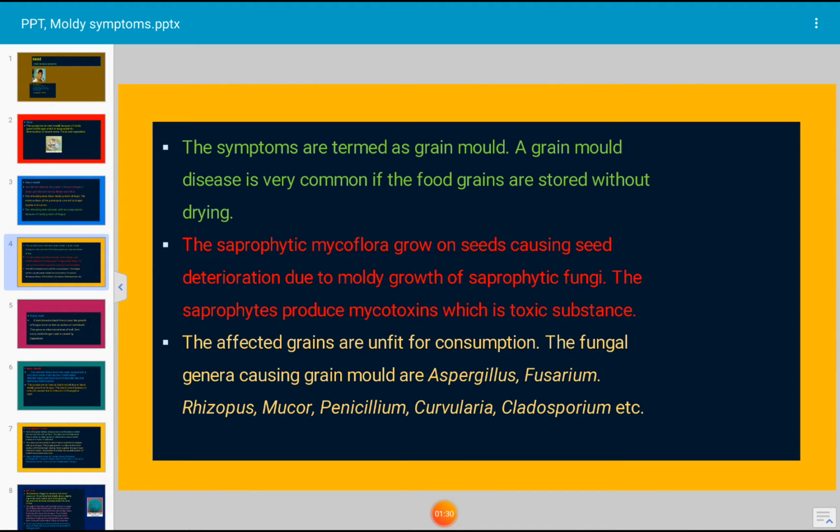Grain mold disease is very common if the food grains are stored without drying. The saprophytic mycoflora grow on seeds, causing seed deterioration due to moldy growth of the saprophytic fungi. The saprophytes produce mycotoxins, which are toxic substances. The affected grains become unfit for consumption. The fungal genera which cause moldy growth of grains are Aspergillus, Fusarium, Rhizopus, Mucor, Penicillium, Curvularia, Cladosporium, etc.